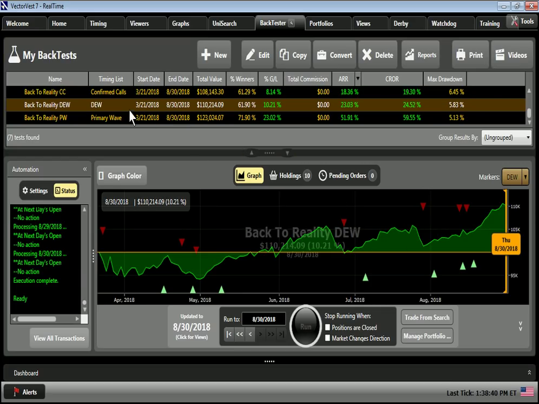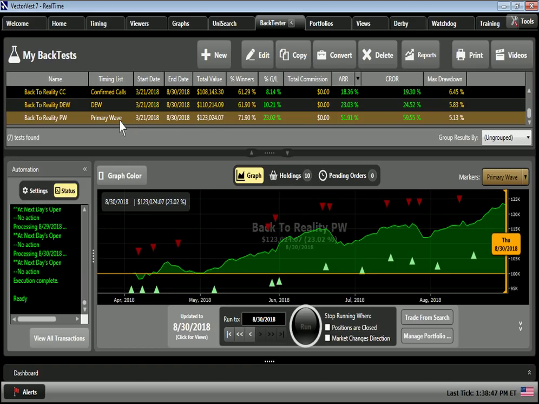Last but not least, if you are a faster trader, how about the primary wave? Up 23% in that time period, 71% winners, a drawdown of 5.13, and look at that, annualized out to 51.91%. So all of these portfolios would have shown you a sense of reality that you could have used as a trading system over those spring to summer months.